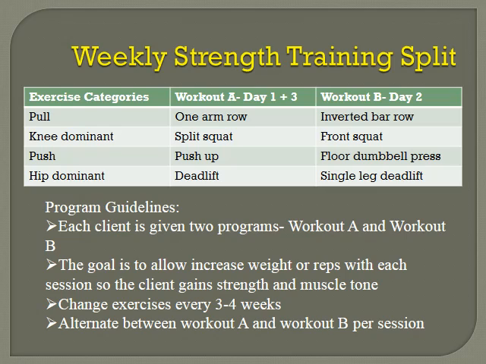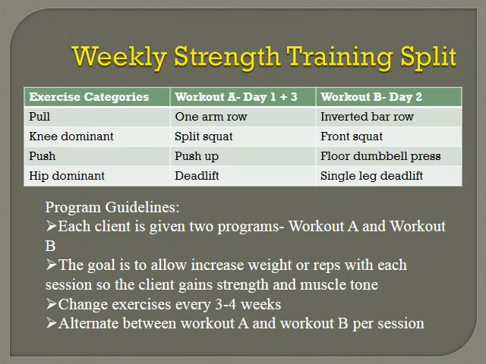So our training split would be fairly simple. Day one, we're in a full body workout. We have an upper body push, an upper body pull, a knee dominant, and a hip dominant. Over the course of a week, that would be workout A and workout B. So if we had a 3-day client, we might do workout A on Monday, workout B on Wednesday, and then A on day 3, on Friday. And then the next week we'd flip it. We'd do B.